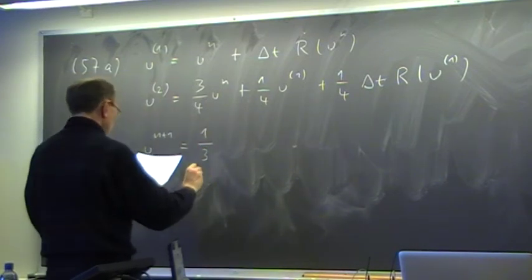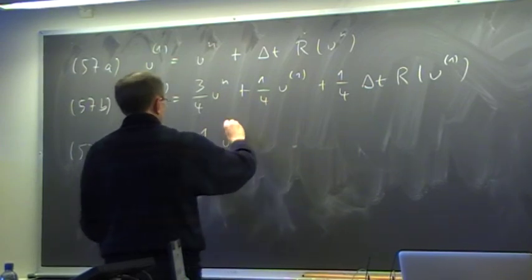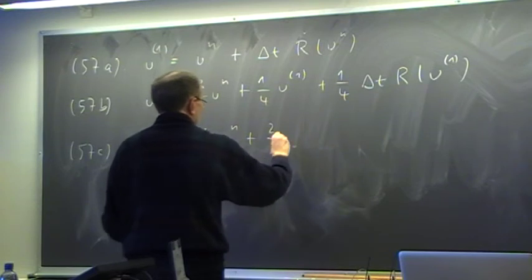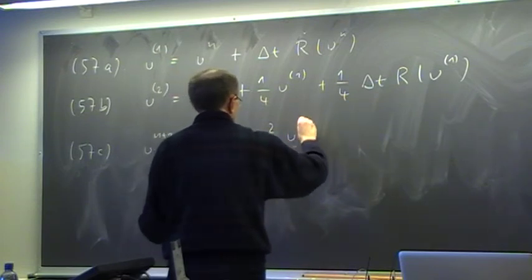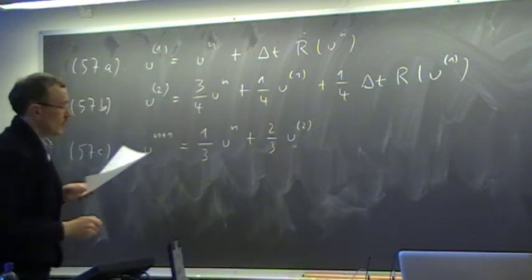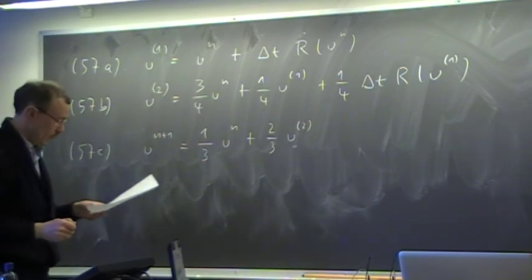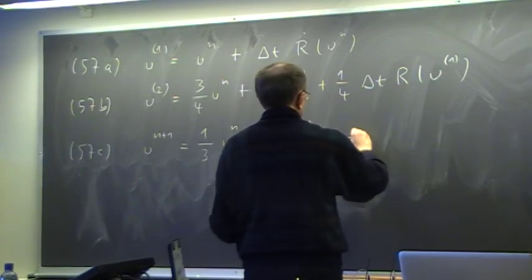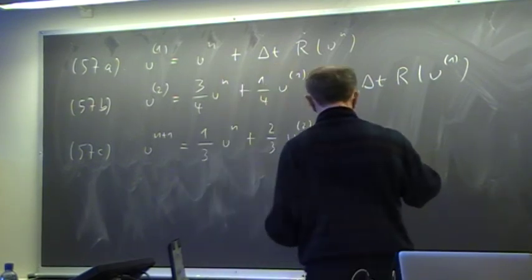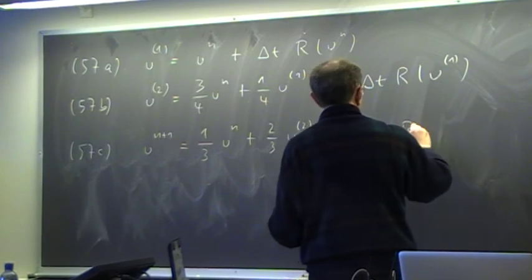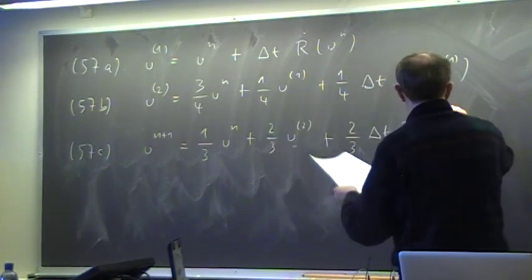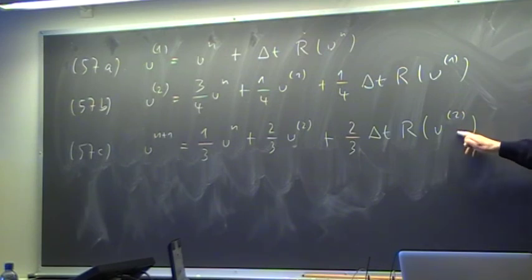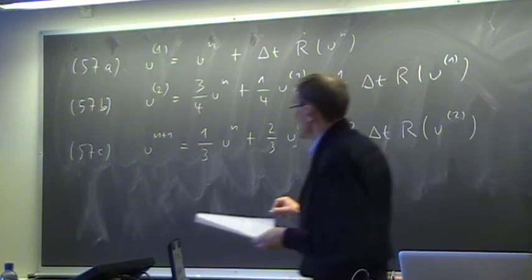And then the third stage, you get the solution at the new time level already by taking again a certain average of the value at the old time level, and in that case of the solution after the second stage, and again some fraction of the residual evaluated with the second stage value. Again, using the same function r. So that's it.